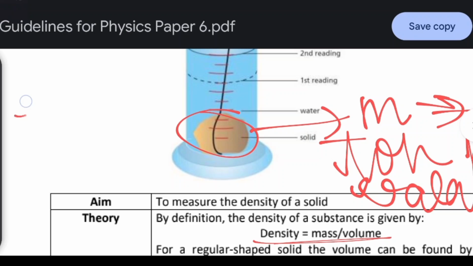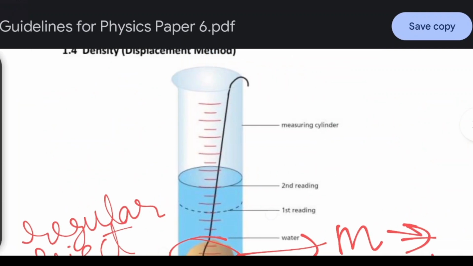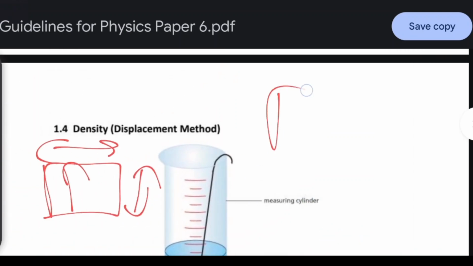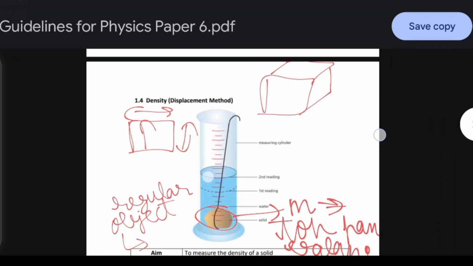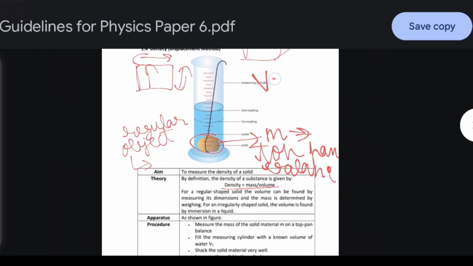For a regular object, you can measure the volume by basically measuring its dimensions. Like if you have a cuboid, you can measure the length, the width, and the height, and multiply the values. Or if you have a cube, you can just multiply all the values: length, breadth, and height. So you get V is equal to L into B into H.